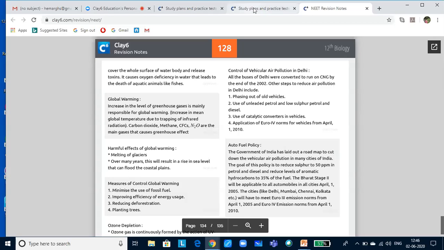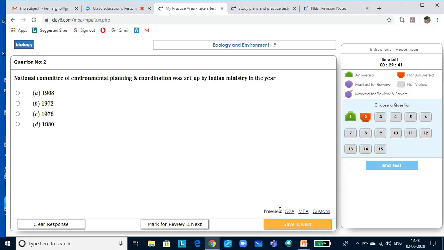Now let us go back to the tests. Planning and coordination was set up by the Indian Ministry in the year 1972. See, all these kinds of dates are very important. These are not available in your textbooks, but they have asked. So these questions become the game changers. You have to make a note of all these things.